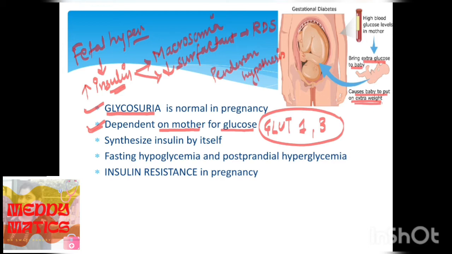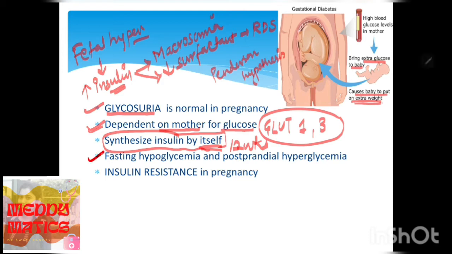Like glucose, insulin cannot be transported into the fetus. As maternal insulin cannot cross the placenta, it is synthesized by the fetus itself, starting at 12 weeks of pregnancy.